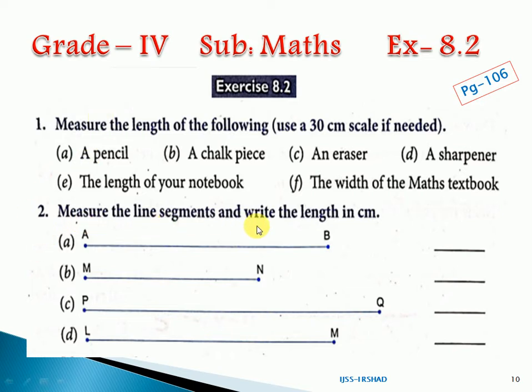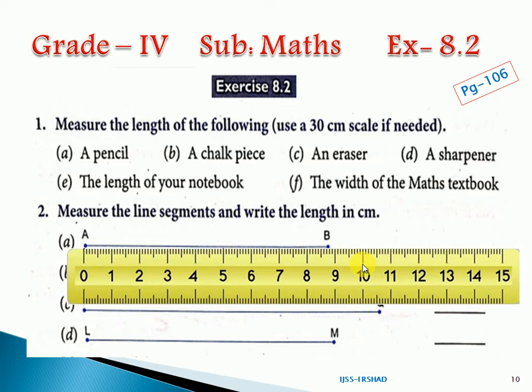Measure line segments and write the length in centimeter. Means here a line segment is given, AB. You have to measure its length and write it here in centimeter. So how will we measure? I taught you already. Take a scale. This is a scale, and I told you the edge of the scale will be along with the line, and the 0 mark of the scale I have to keep at one end point. Here the one end point is A, so on A I have kept the 0 mark, and see the point B coming where? So point B is coming here.